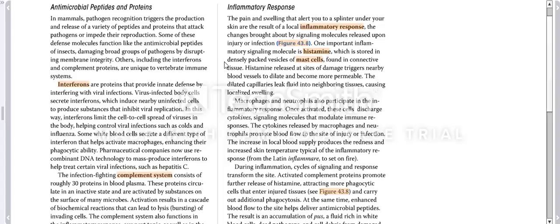Histamines are substances released by mast cells that cause blood vessels to dilate and become more permeable in situations for inflammation and allergic responses. Now, when histamines cause blood vessels to dilate, the capillaries then leak fluid into neighboring tissues, which causes swelling. Macrophages and neutrophils modulate immune responses during inflammation, and cytokines are released by macrophages and neutrophils promote blood flow to the infection. The increased local blood supply produces a redness and increase in temperature typical of an inflammatory response. So, during inflammation, there are cycles of signaling and response that transform their site.